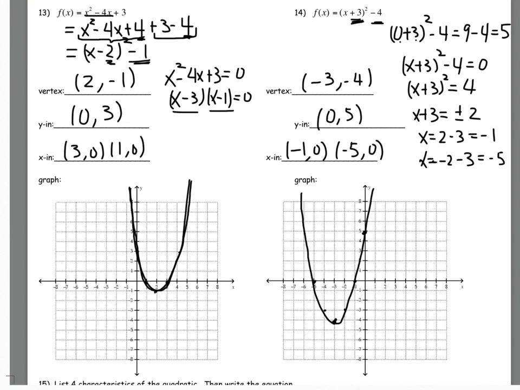How about x-intercept? X-intercept is by setting the function equal to 0. So x plus 3 squared minus 4 equals 0. So my x is going to be negative 1, negative 5. Again, we have the vertex located at negative 3, negative 4. We have the y-intercept located at 0, 5, and the x-intercepts negative 1, 0 and negative 5, 0. With all these points, connect the dots with a graph. So your graph should look like the one I have up here.